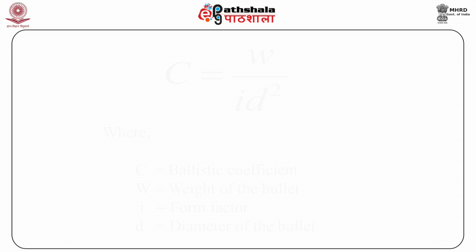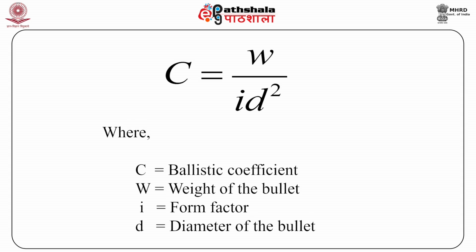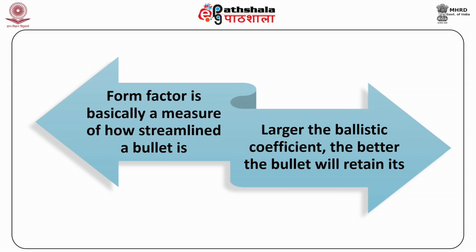If form factor is taken into consideration and sectional density is divided by it, the term so obtained is called ballistic coefficient, where C is equal to W by I D square, where C is equal to ballistic coefficient, W is equal to weight of the bullet, I is the form factor, D is the diameter of the bullet. Form factor is basically a measure of how streamlined a bullet is. Thus, the larger the ballistic coefficient, the better the bullet will retain its velocity and lower the bullet drop for any given distance.